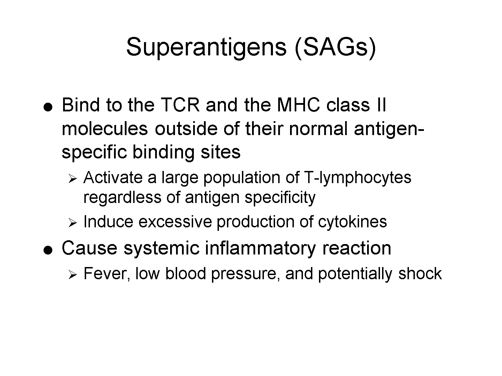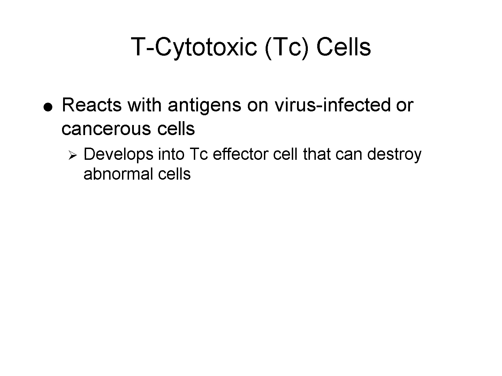pressure, and even shock. Cytotoxic T cells, also known as TC cells, are essential for killing infected or cancerous cells. When a TC cell recognizes its target antigen presented by an infected or abnormal cell, it becomes activated. These effector TC cells then directly kill the affected cell, using specialized enzymes to trigger cell death and stop the spread of infection or malignancy.